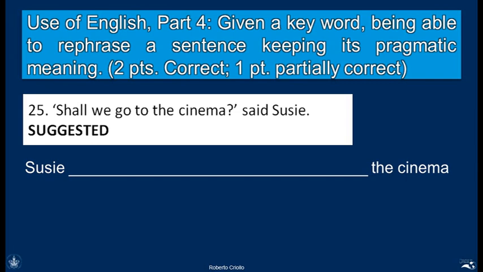This is one example. "Shall we go to the cinema?" said Susie. And in this case, of course, the keyword is suggested.